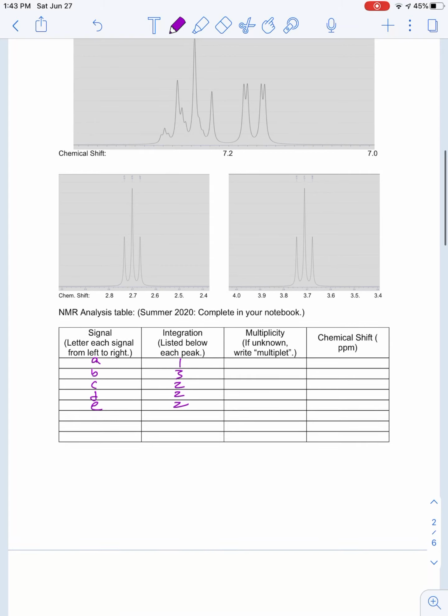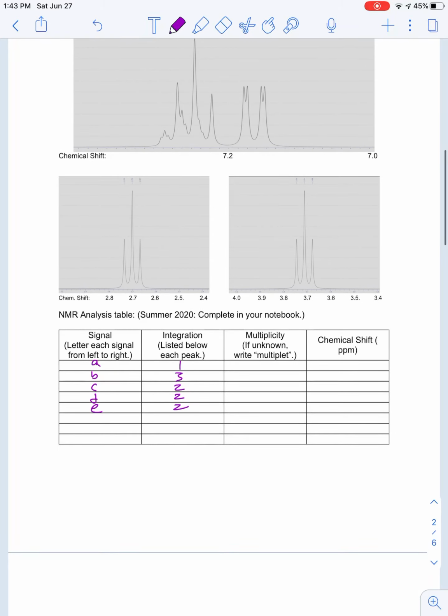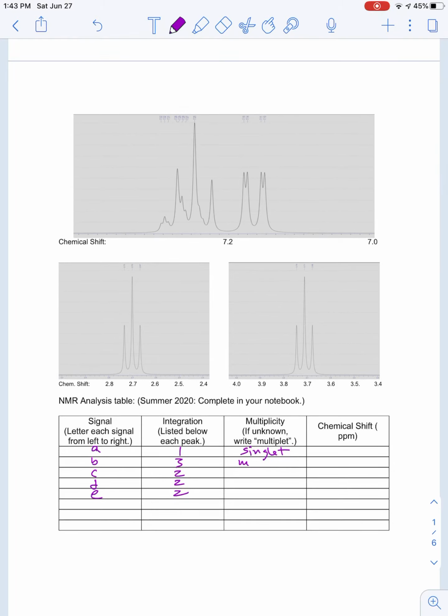Multiplicity, if unknown, write multiplet. So this is going to be a singlet. This is going to likely be a multiplet. So if you look here, where above in the full spectrum it said for integration, there's a couple of things going on here. So I'm going to write multiplet. There could be, this right here could be a triplet, but it's overlapped, so it's difficult to tell. Either way, whether you write multiplet or triplet, I would accept it.